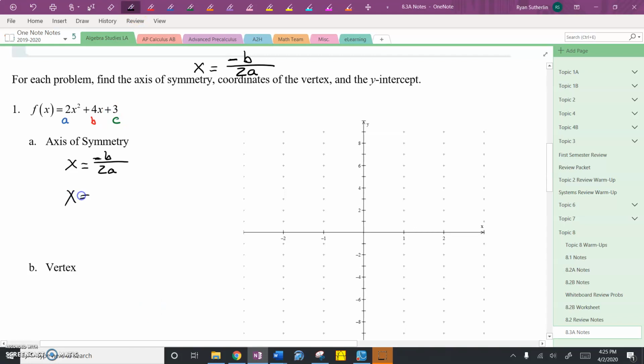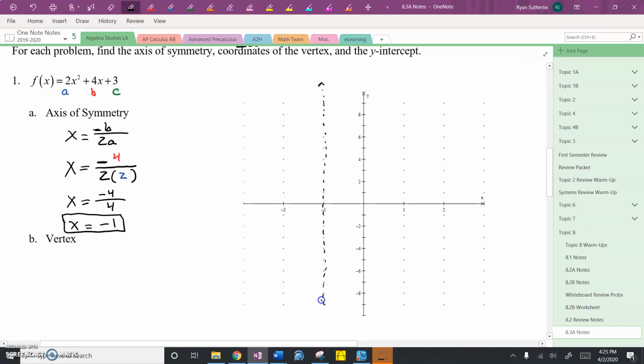So I've got x equals the opposite of b, so negative 4, over 2 times the a value, which is 2. Now we just calculate that. So that is negative 4 over 2 times 2, which is 4. So we get the axis of symmetry to be x equals negative 1. So I'm going to go to my graph over here, and I'm going to draw a vertical line for my axis of symmetry.